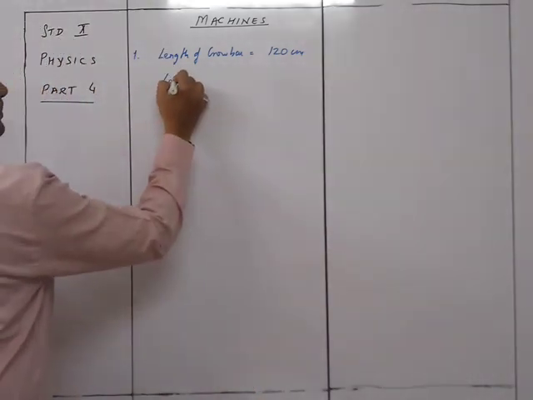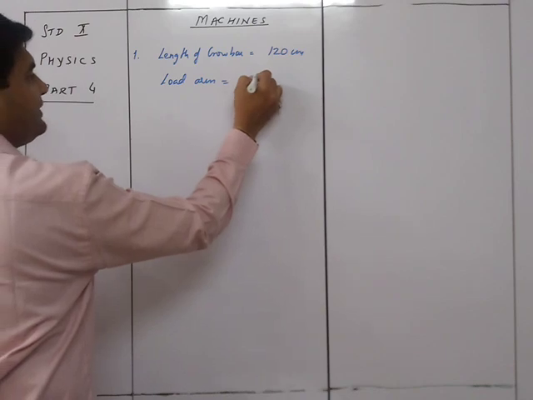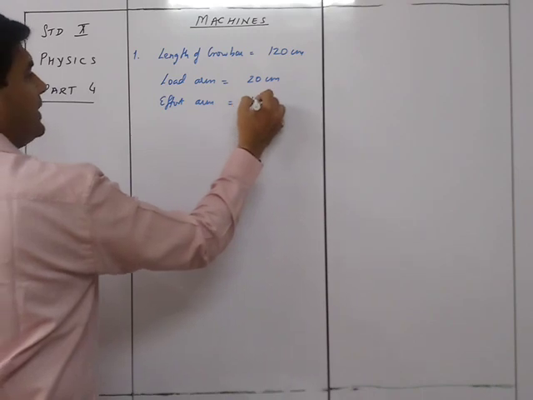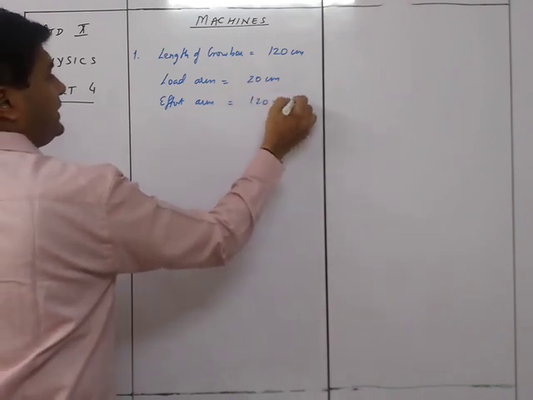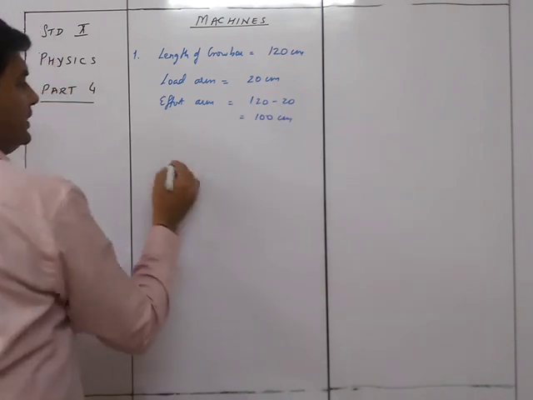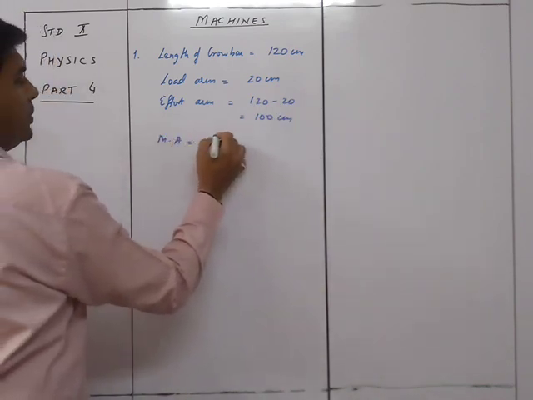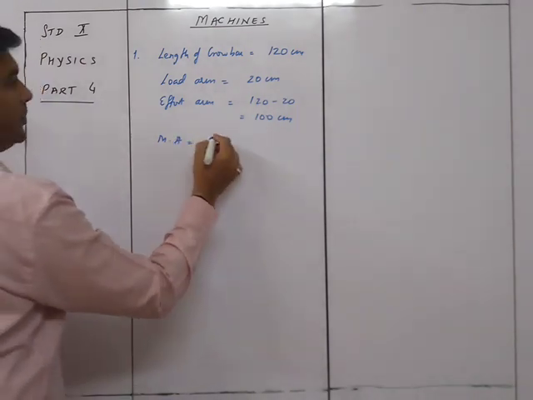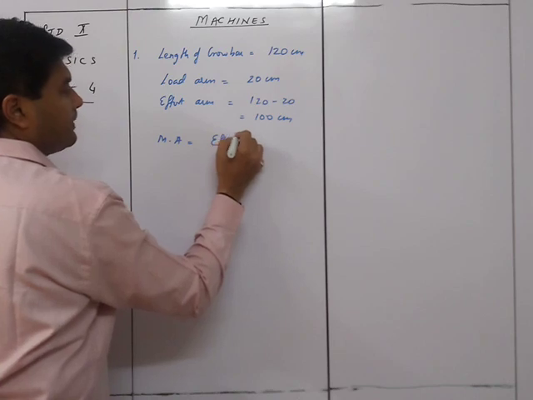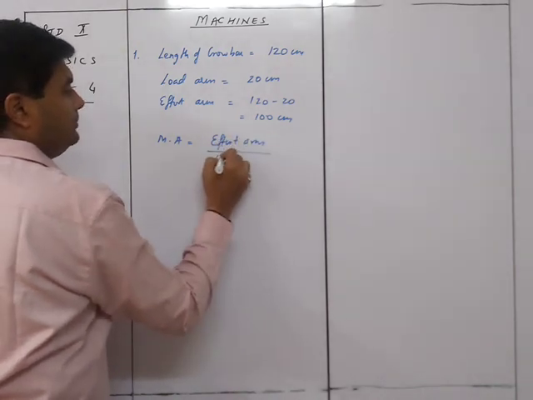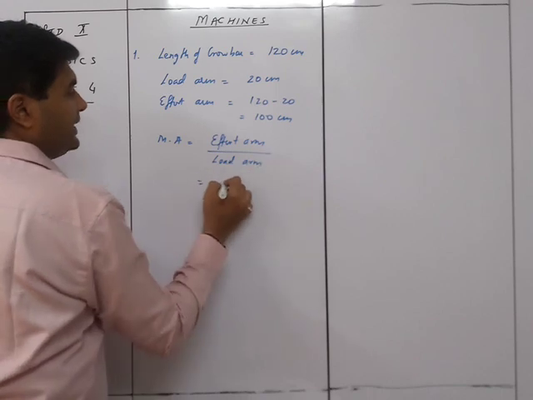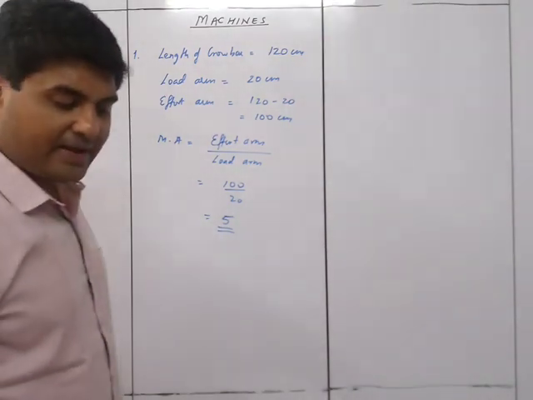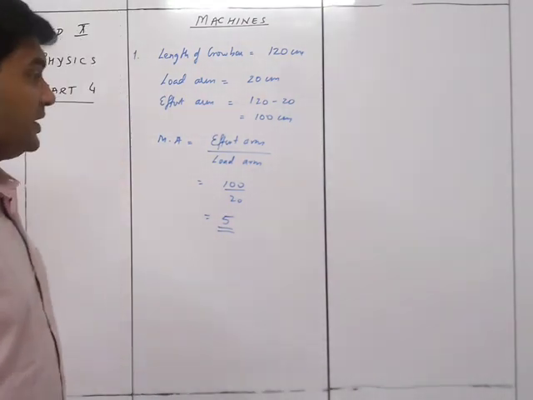So the load arm is equal to 20 centimeters. Therefore, effort arm is equal to 120 minus 20, which is 100 centimeters. Therefore, mechanical advantage is equal to effort arm upon load arm. That will give us 100 upon 20, which is equal to 5. So the mechanical advantage is 5. Easy sum.